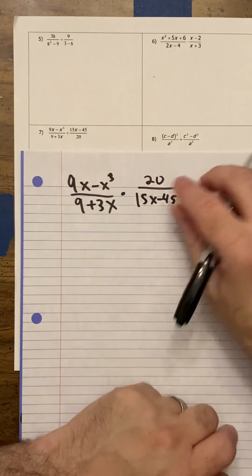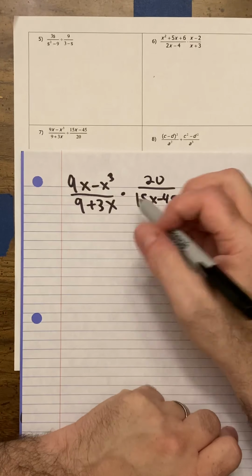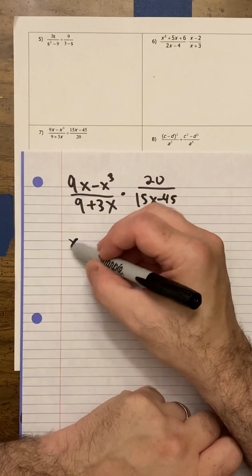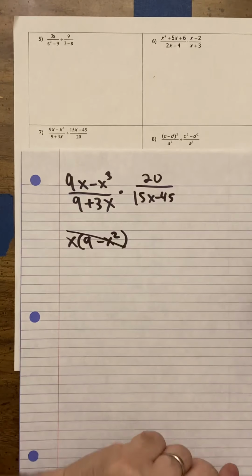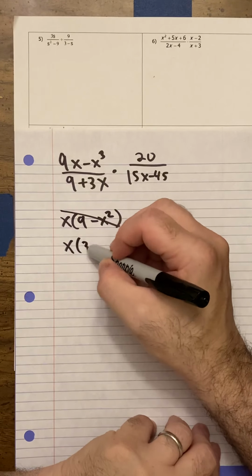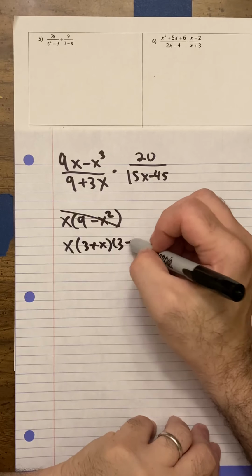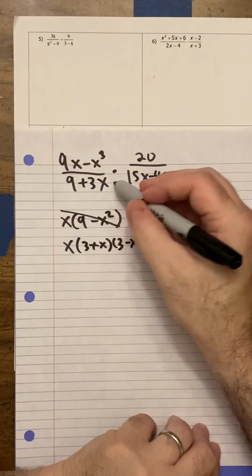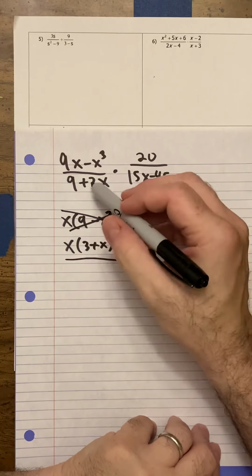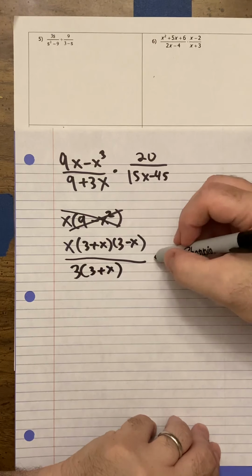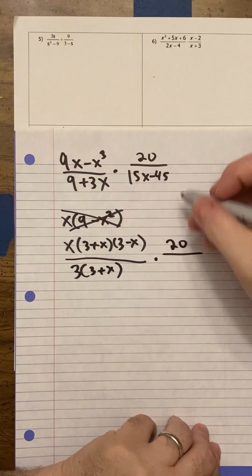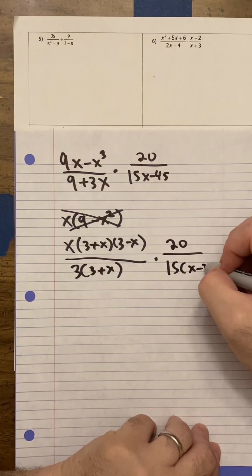Then factor everything. This can be factored by pulling out an x. So we're going to get x and then 9 minus x squared. Actually, that can be factored further. That's going to be x, 3 plus x, and 3 minus x. This we can pull out a 3. So this is gone. We can pull out a 3 and we get 3 plus x here times 20. And here we could pull out a 15 and we get x minus 3.